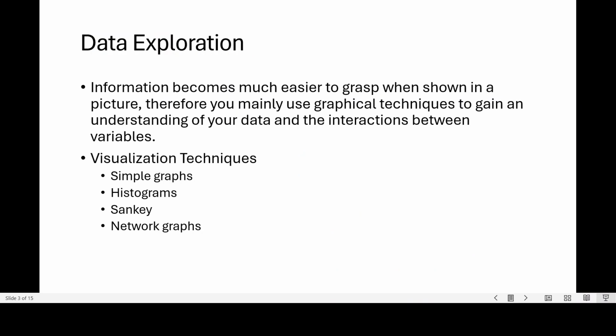Data exploration techniques. Information becomes much easier to understand when it is presented visually rather than in tables of numbers. Therefore, graphical techniques are widely used during data exploration. Some common visualization techniques include simple graphs, histograms, Sankey diagrams, and network graphs. These visualizations help us understand distributions, relationships between variables, and data flow patterns. By observing these visual representations, hidden insights can be discovered quickly.